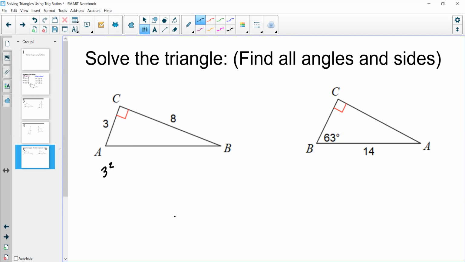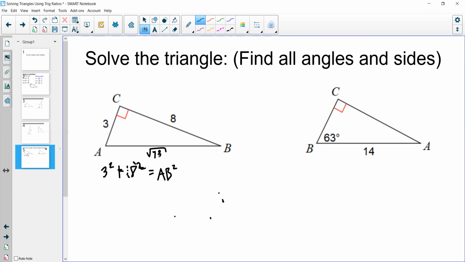So we know that 3 squared plus 8 squared is going to be equal to that hypotenuse, AB squared. So let's figure out what that AB is. Now 3 squared we know is 9, and 8 squared is 64, and 9 plus 64 is going to be 73. So this distance AB is going to be the square root of 73.